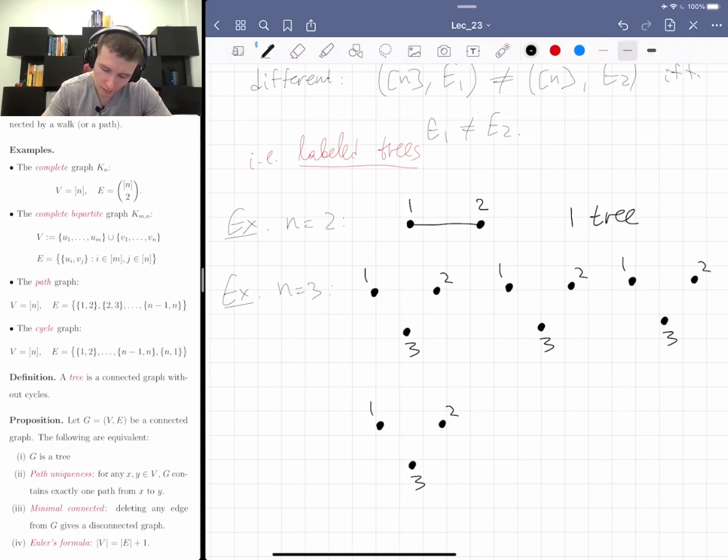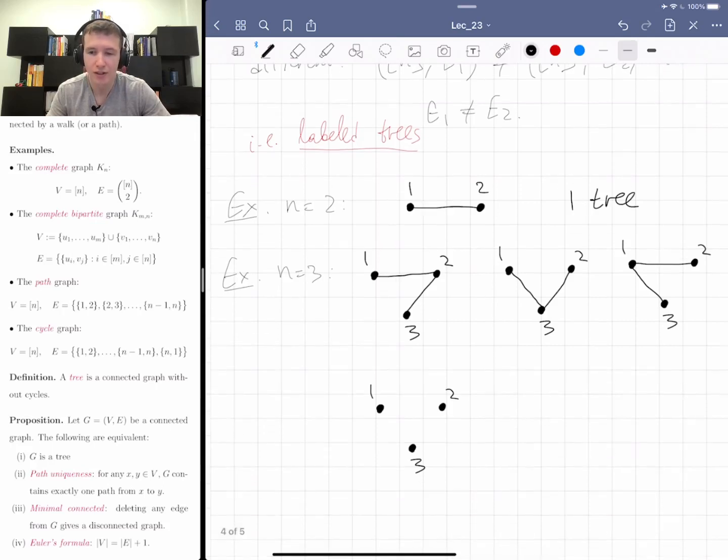So maybe I should draw one of them. Here's an example of a tree. Okay, let's see. I can also do this, or I can also do this, or what else can I do? Or am I done? One, 2, comma 3. Oh, interesting.